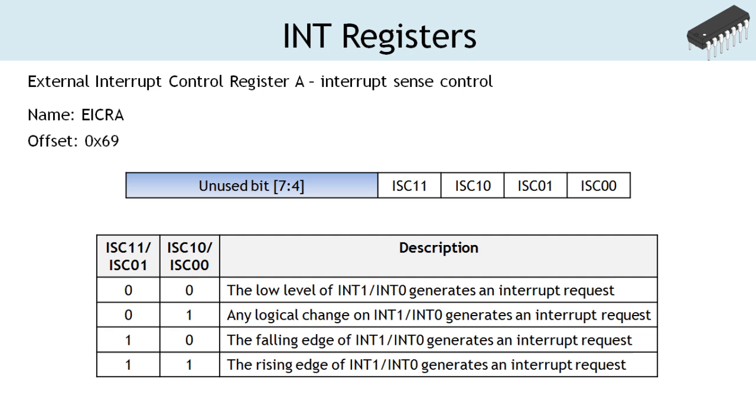That means the interrupt is triggered when the logic level applied on the pin changes from 0 to 1 and 1 to 0. The value 10 configures the interrupt to be falling edge sensitive and the value 11 makes it rising edge triggered. Note, the offset of the register is 69 in hex and load store instructions must be used to read and write it.